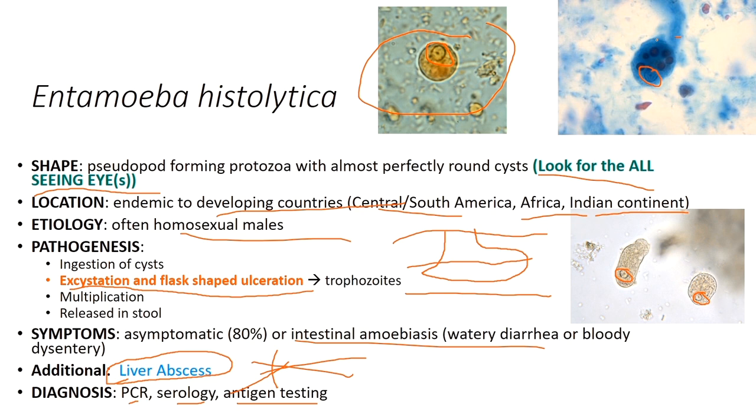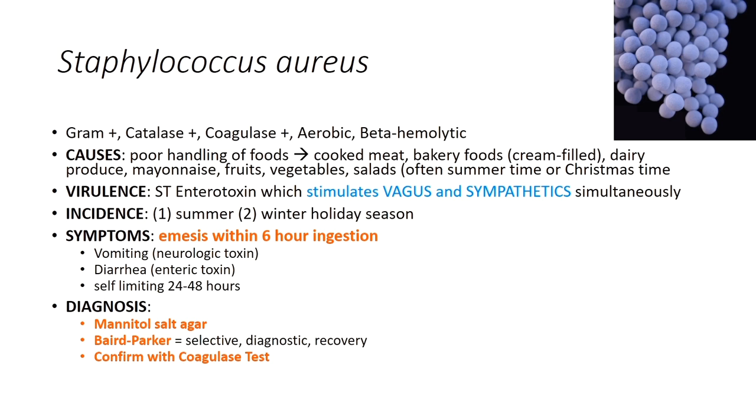All right, on to food poisoning. So the first guy we're going to be discussing is Staphylococcus aureus. This is gram positive, catalase positive, coagulase positive, aerobic, beta hemolytic organism.